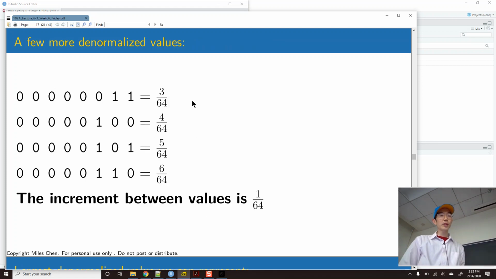A few more of these denormalized values: this would be 3/64, 4/64, 5/64, 6/64. The increment between these values is 1/64. What would be the largest denormalized value that we can represent? I'm using 4 bits in the mantissa. What is the largest number you can represent with 4 bits?